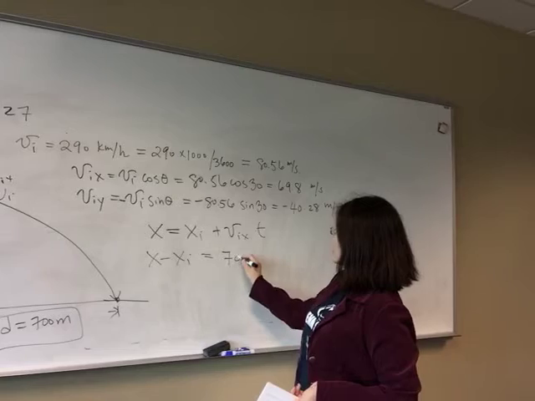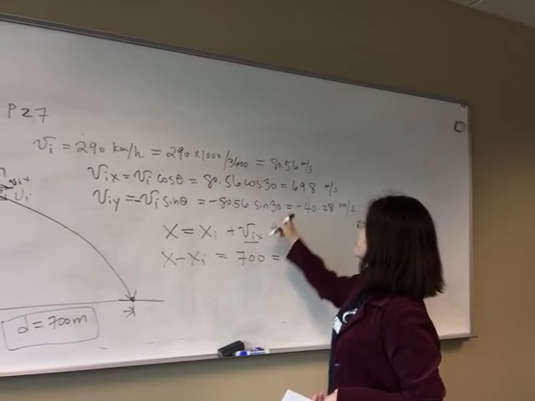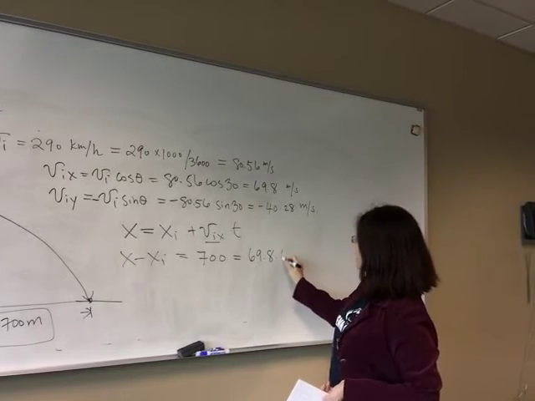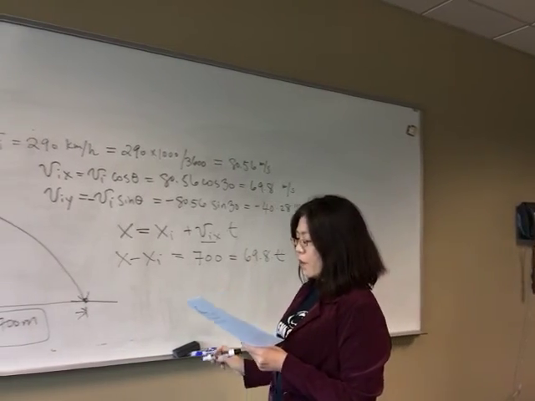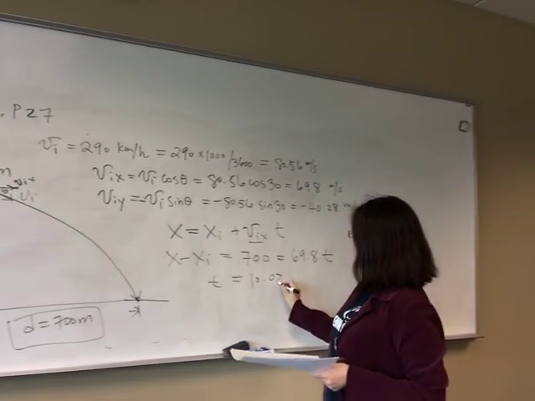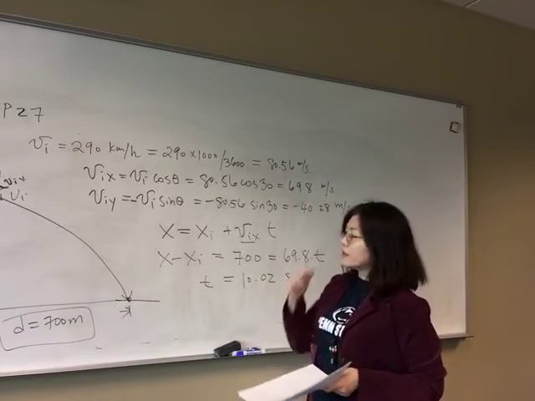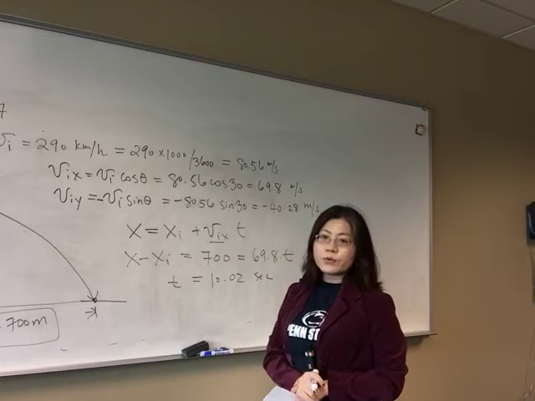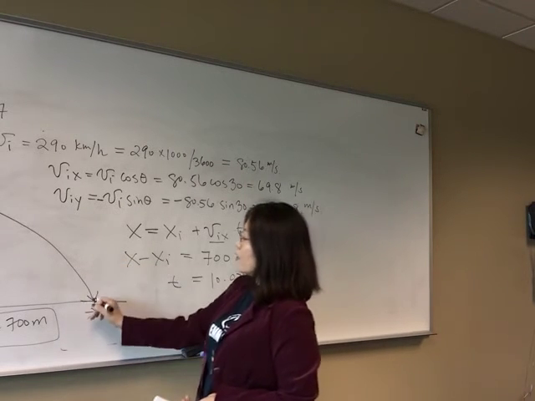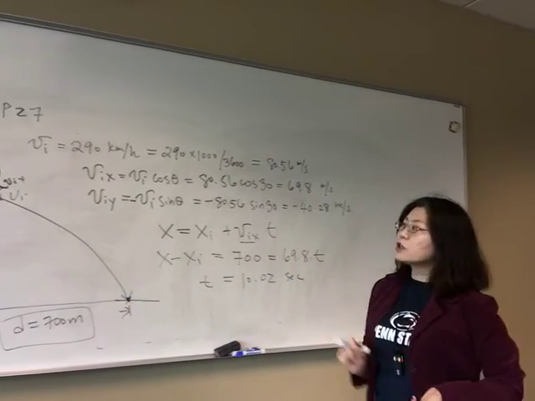So you have your 700, that's equal to the initial velocity in the horizontal direction, which is 69.8, times time. So how much time is required after you do the math? Your time is 10.02 seconds. So it takes about 10.02 seconds for the decoy to go from the release point to the ground. So you got the time.